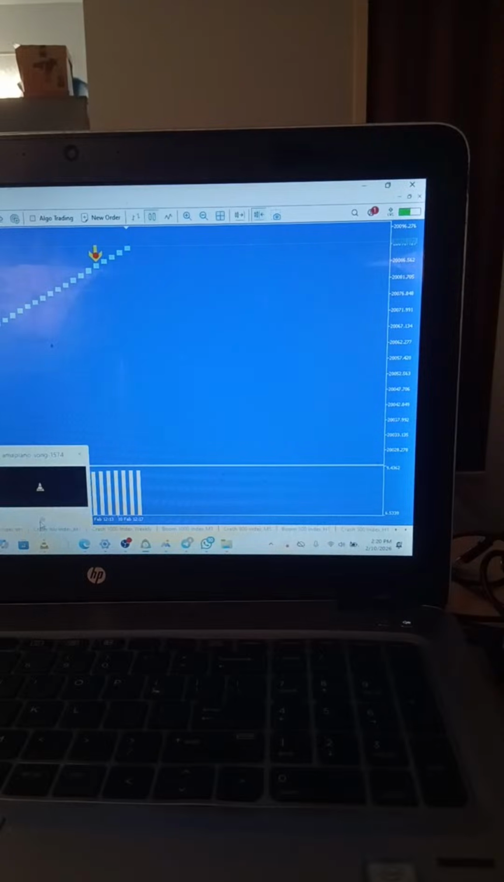Okay, we have a reversal signal. Let's see how this goes. Okay, we are looking at Crash 900 and we have a reversal signal.